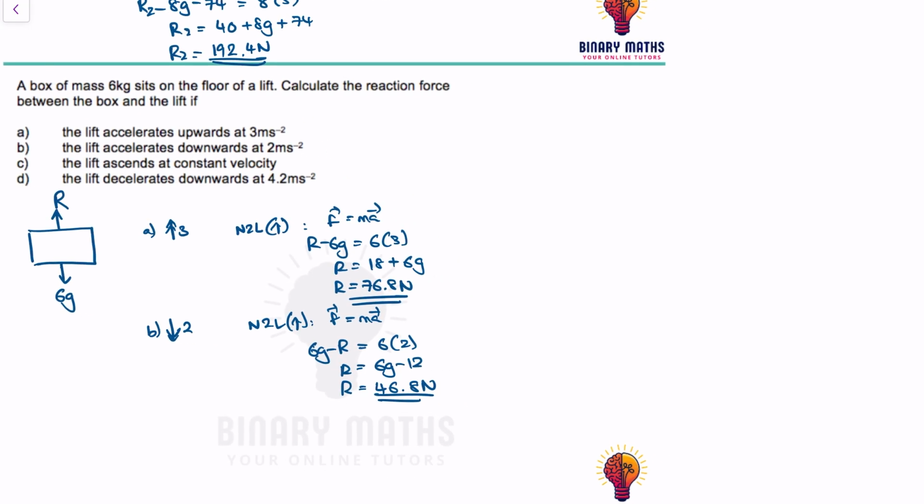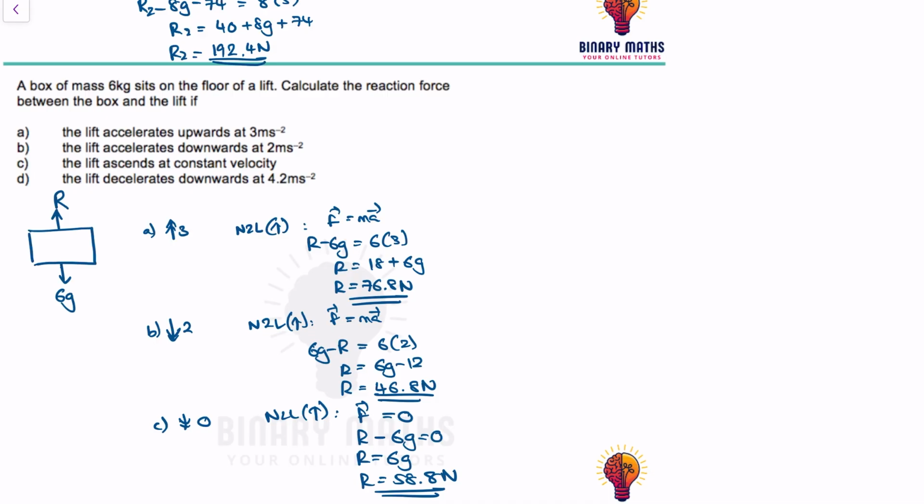For C, the lift ascends at a constant velocity, which means acceleration up is just 0. Newton's second law applied vertically again. That means the resultant force must be equal to 0 as well, because acceleration is equal to 0, which means R minus 6g must be equal to 0, which means R is equal to 6g, which means R is equal to 58.8 newtons.